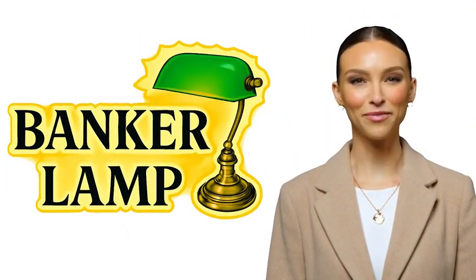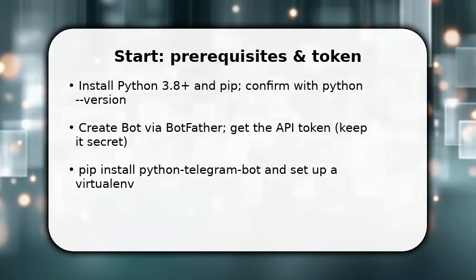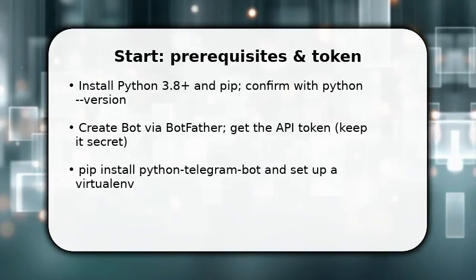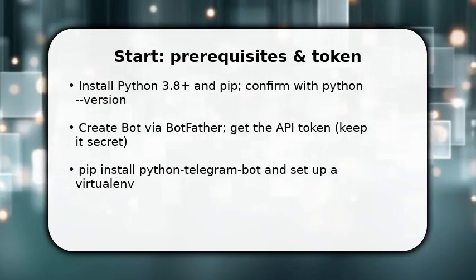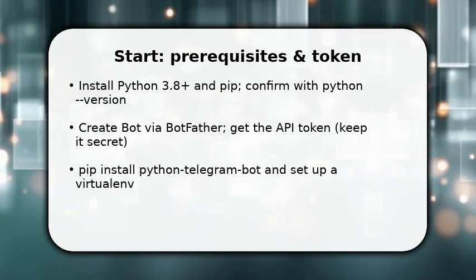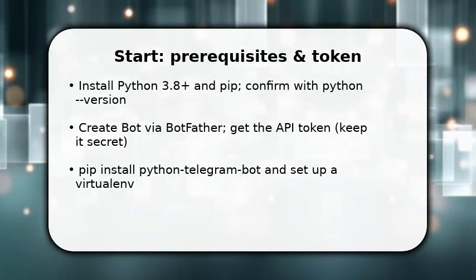Please enjoy the video. You begin by preparing essentials: Python 3.8 or newer, pip, and a virtual environment. Create your bot in Telegram using BotFather and copy the API token. Treat it as a password. Once done, activate your venv and pip install python-telegram-bot. Make sure to verify the installation by importing telegram in an interactive shell.